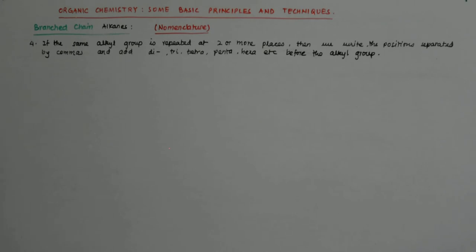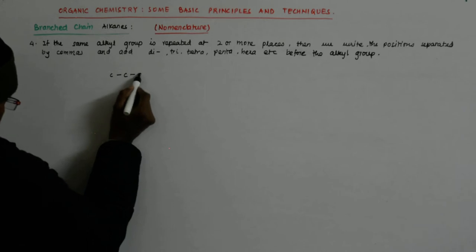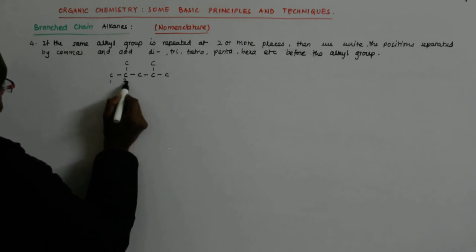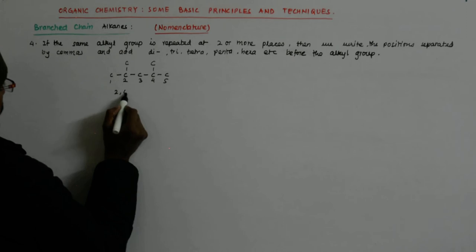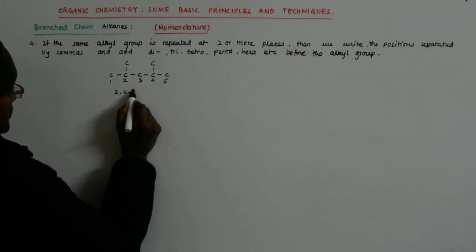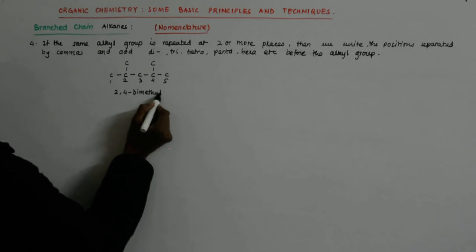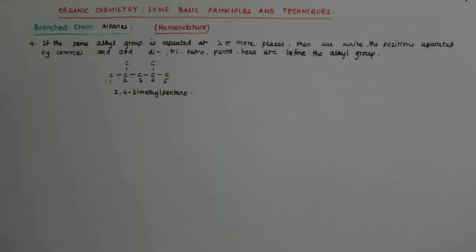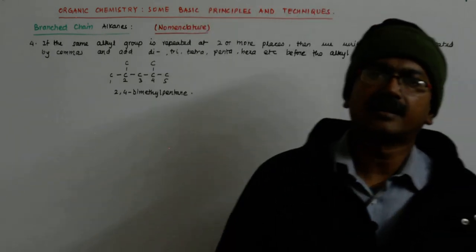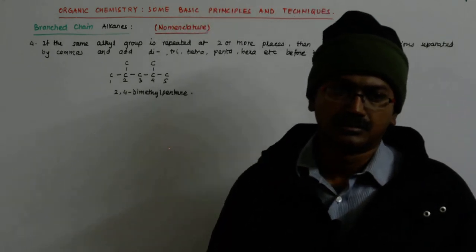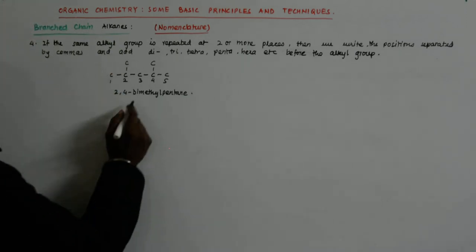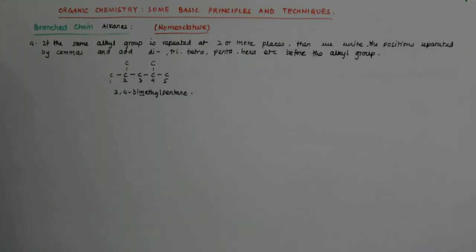Okay. So this is written as 1, 2, 3, 4, 5, 2, 4-dimethylpentane. Okay. Again, di, tri are not taken as the names of the alkyl groups. That means if you are deciding the alphabetical order, then it has to be based solely on the alkyl group name. Okay. Understand? Fine.